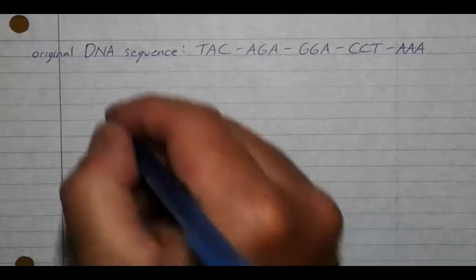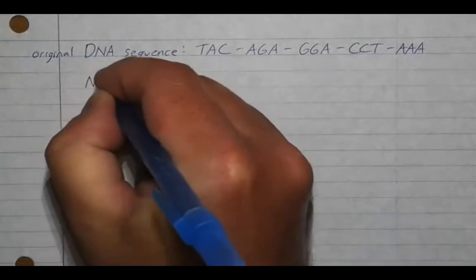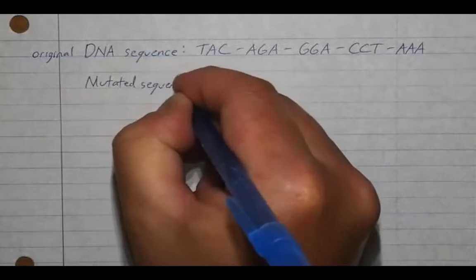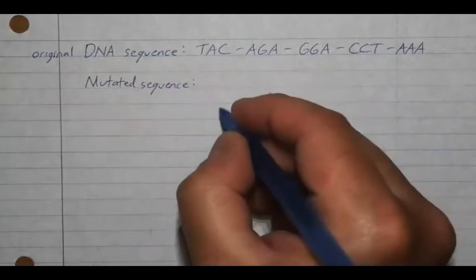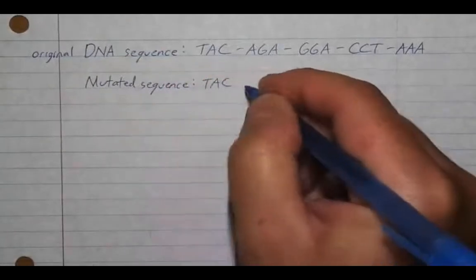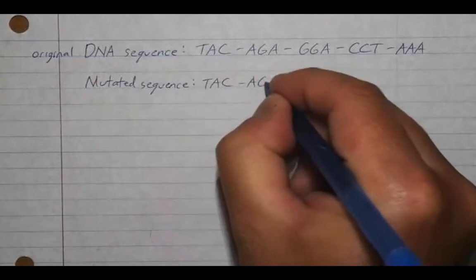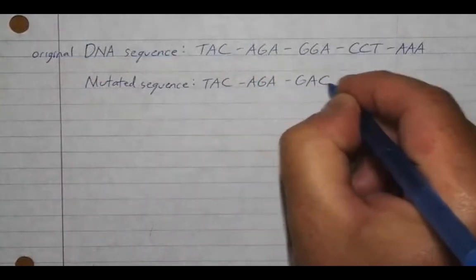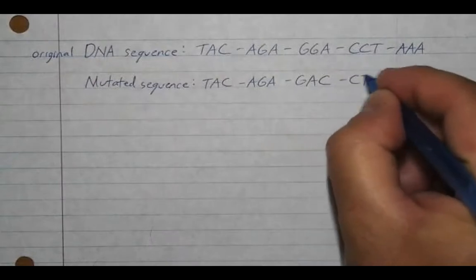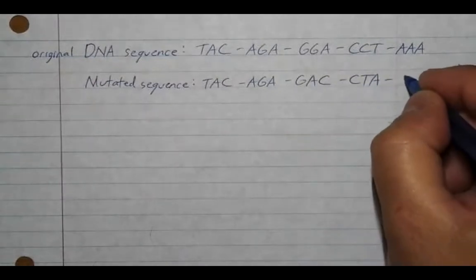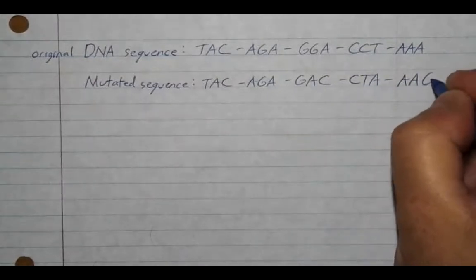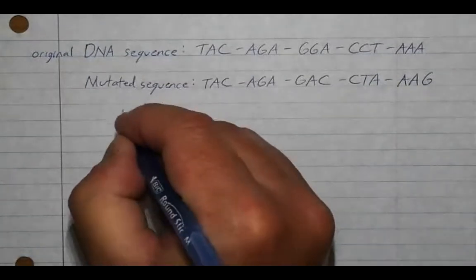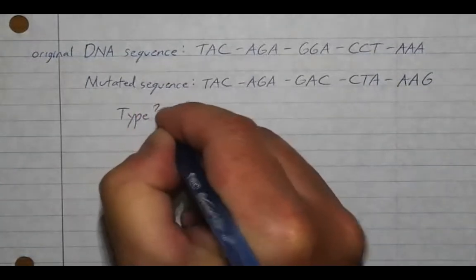All right. So now I say there's a mutation that took place. The mutated sequence is TAC, AGA, GAC, CTA, AAG. So then I ask you, what type of mutation happened here?